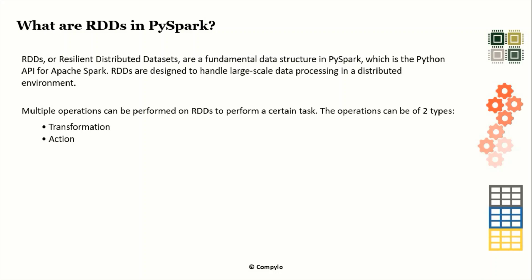Actions: these operations instruct Spark to perform some computation on the RDD and return the result to the driver. It sends the data from the executor to the driver. Some examples are count, collect, and take.